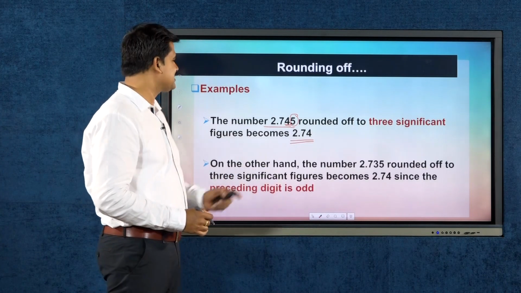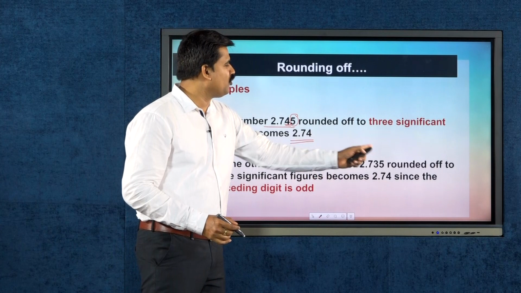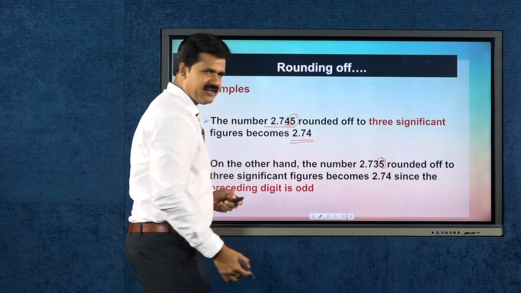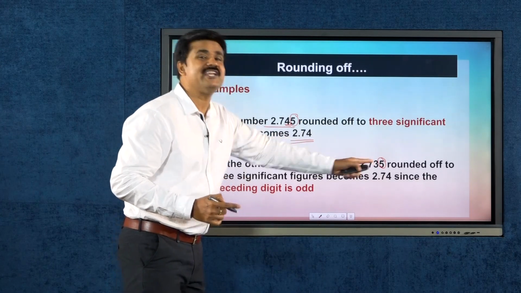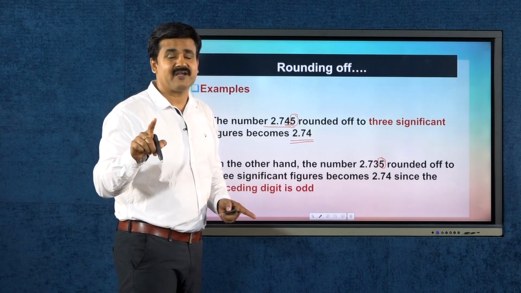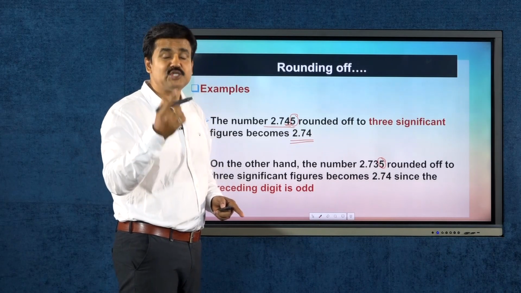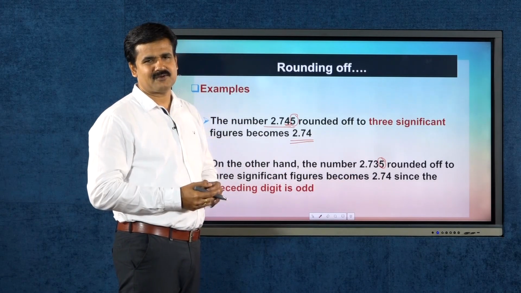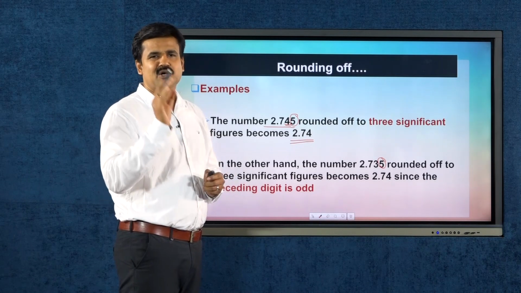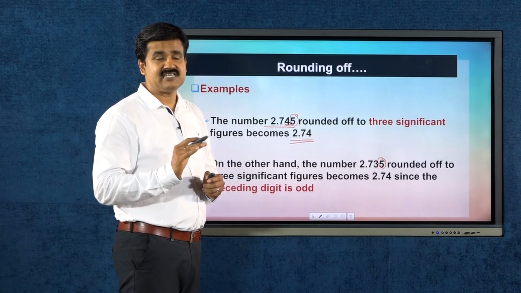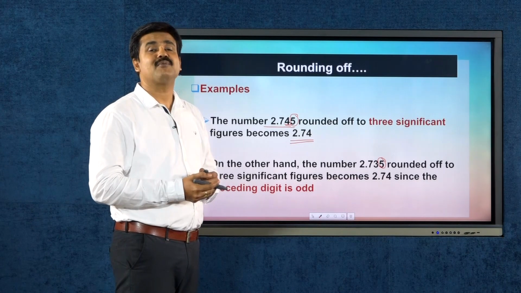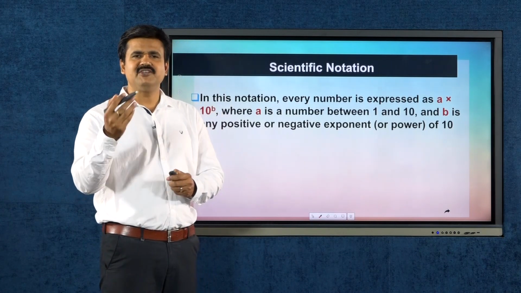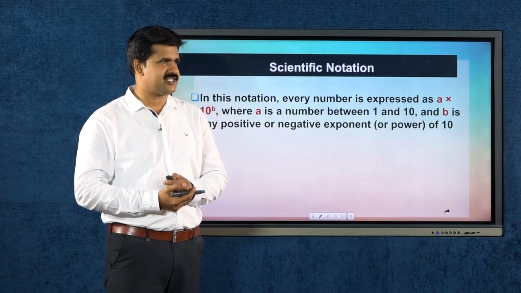Now look at this example. The number 2.735. You have to remove this number which is exactly 5, but the preceding number is an odd number. So whenever you drop 5, you have to add 1 to the preceding number. So the number is now changed to 2.74. These are all about the rules for rounding off a quantity, rules for reducing the number of significant figures in a measurement. Now, we have to discuss scientific notation.